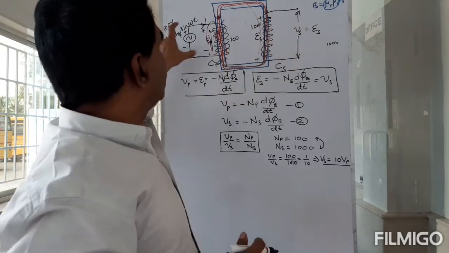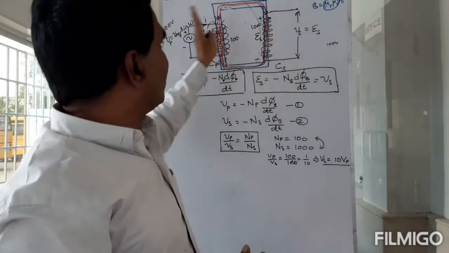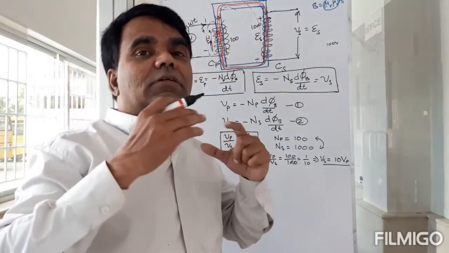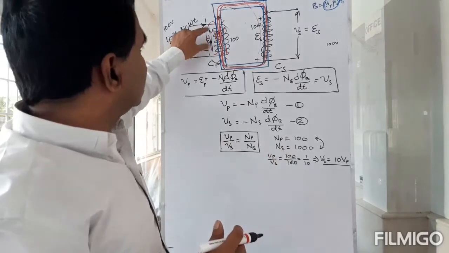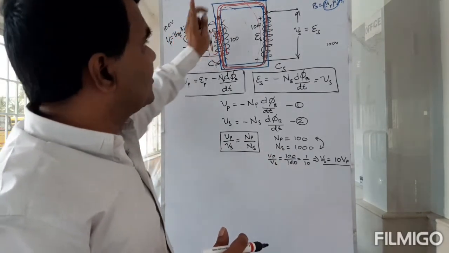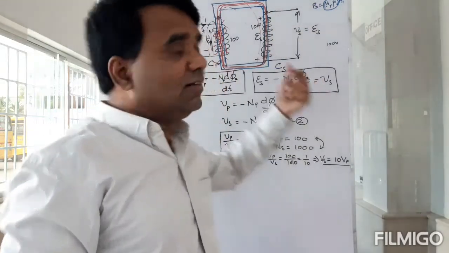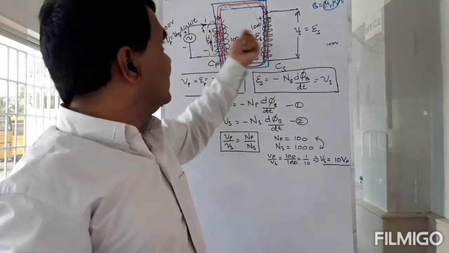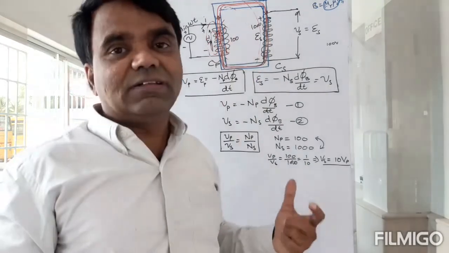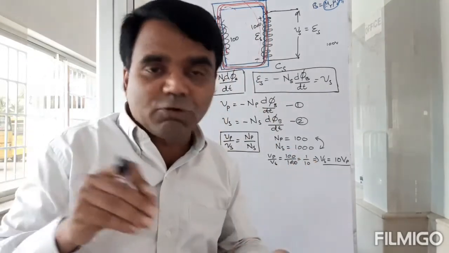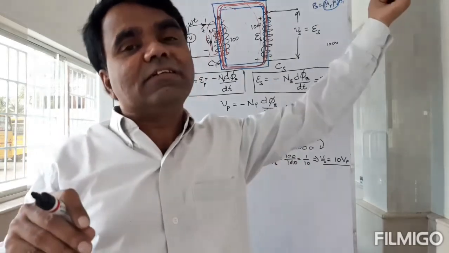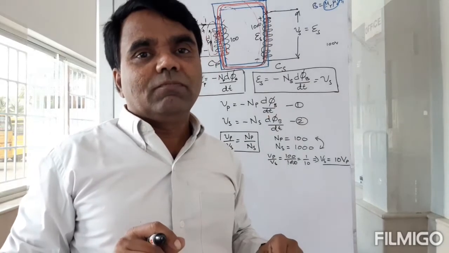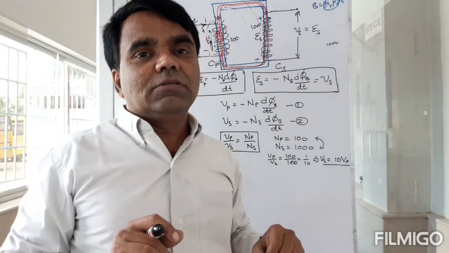Okay? If I give the input to the coil with more number of turns, then my output will be less than the input voltage. If I give the input to the coil with less number of turns, then my output voltage will be greater than my input voltage. And just by adjusting the number of turns I have in each coil, I can give any input voltage and get any other output voltage I want. It's totally in my control.